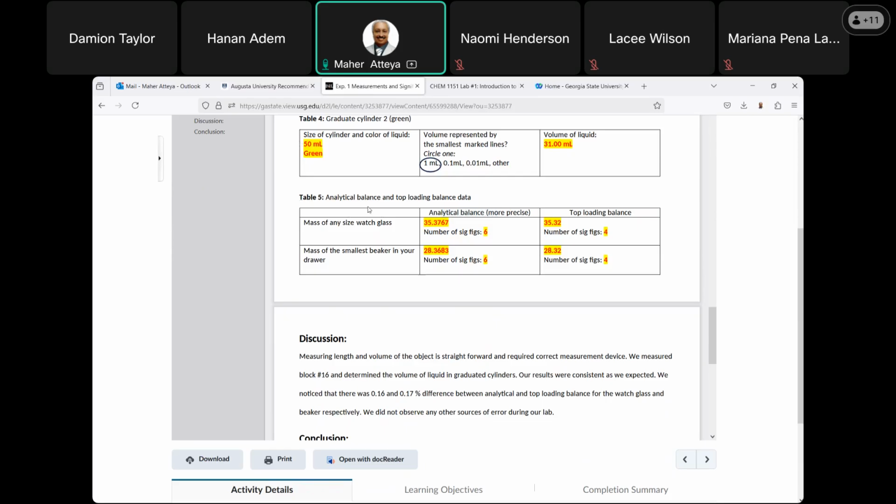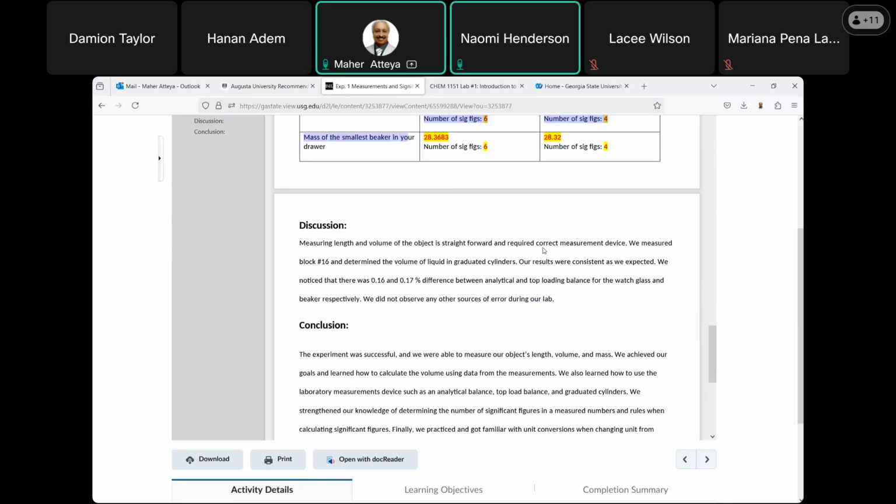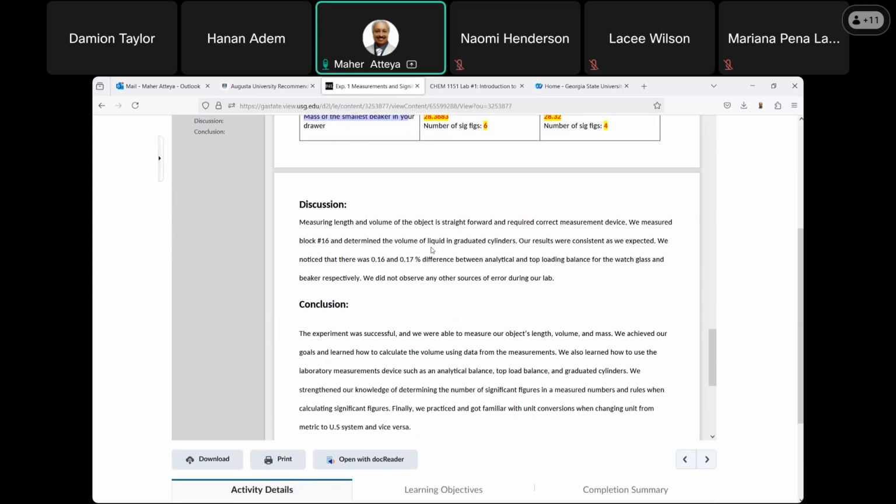It is Table 5, which can be copied. Okay, you can copy and paste this table here for the masses. Then the discussion: read the discussion. Look at your data to see if it is correct, that there is no error or there's a minimum of error. So that's the discussion of your data.